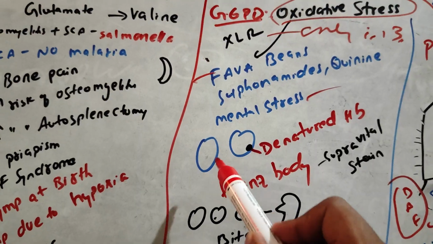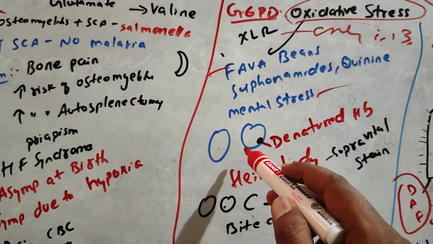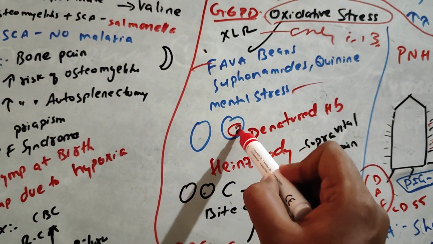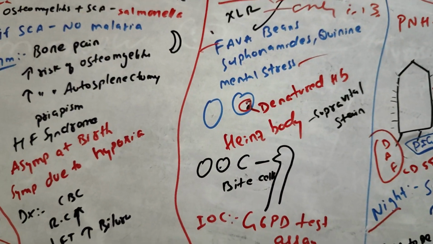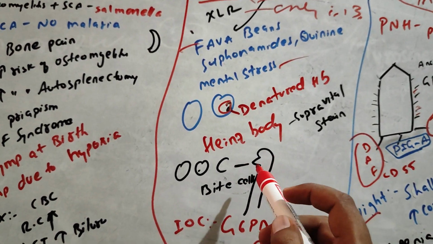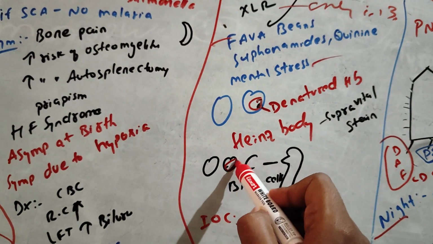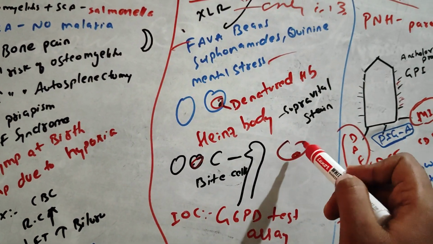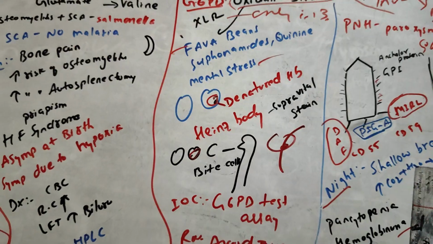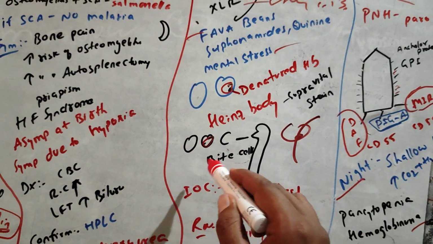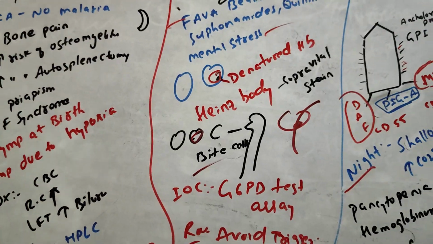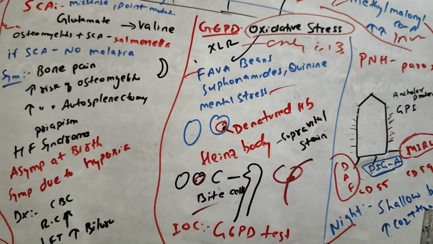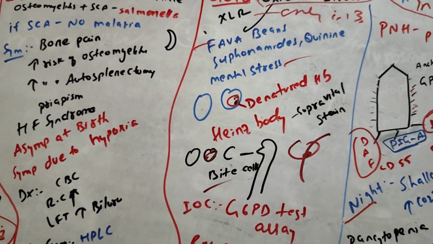What happens here is that this is the hemoglobin, and we'll see the denatured hemoglobin. That's why the macrophages will come and remove the denatured hemoglobin. Macrophages come and bite that part. That's why it looks like this, and it is called bite cells. The denatured hemoglobin is called Heinz bodies. It is viewed by supravital stain.